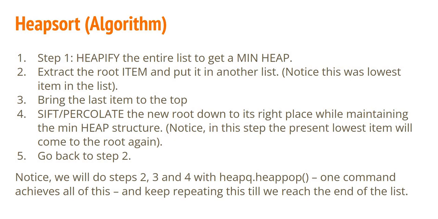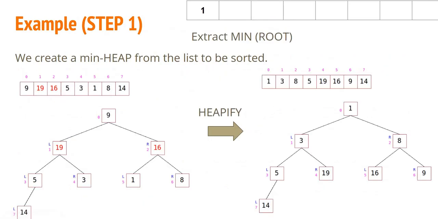The way we are going to do it is that we are going to bring the last item to the top, and then through a percolate down mechanism, find the right place for the last item so that the heap structure is restored again. And once again, the smallest item comes to the root. So we keep on doing this for every item. And as you can imagine, the entire list will get sorted. Now, in Python, using heapq.heappop, in fact, we can do steps 2, 3, and 4 in one command. So it becomes very easy to write the code. We'll see this later. But let's try to understand this with an example.